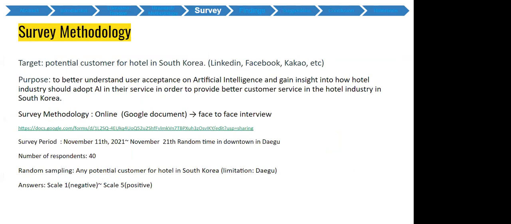So after we did the literature review, we started to do a survey. The target was potential customers for hotels in South Korea. Previously, we planned to survey through LinkedIn, Facebook, KakaoTalk, etc. But we changed the plan. I will talk about it in a minute. The purpose was to better understand user acceptance of artificial intelligence and gain insight into how the hotel industry should adopt AI in their service in order to provide better customer service in the hotel industry in South Korea.